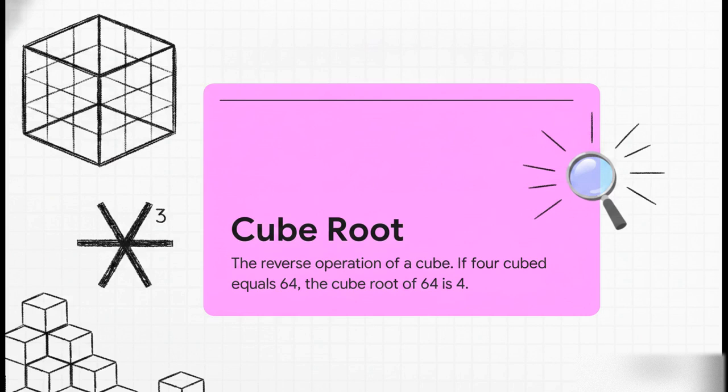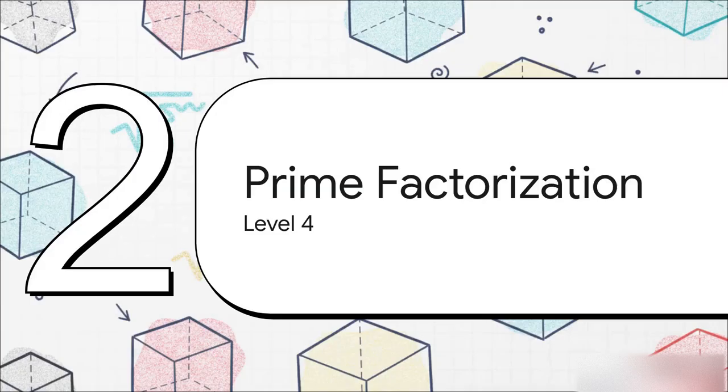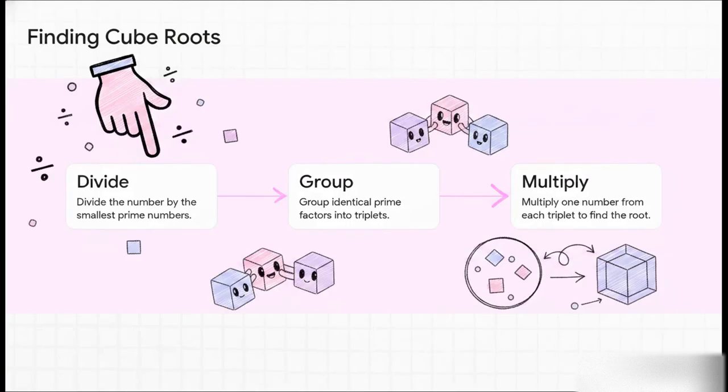Mathematically, it's the equivalent of raising a number to the power of 1/3. We use that special radical symbol with a little 3 tucked in there to signify that we are digging down to find the original root number that got cubed. Now for the main event. Level 4, solving with prime factorization. This is kind of our boss fight. Let's see how to tackle really complex numbers using a completely foolproof method.